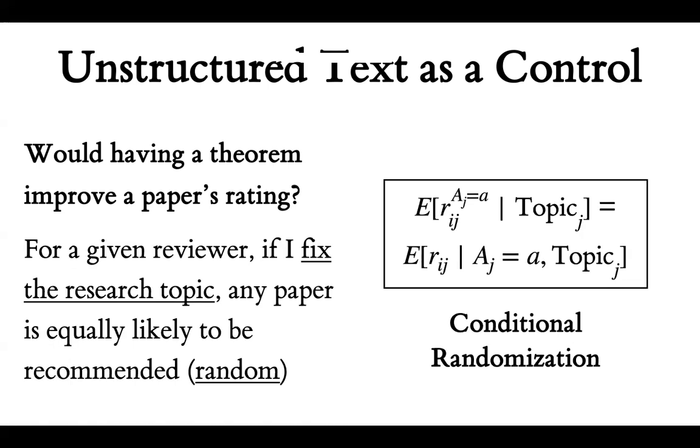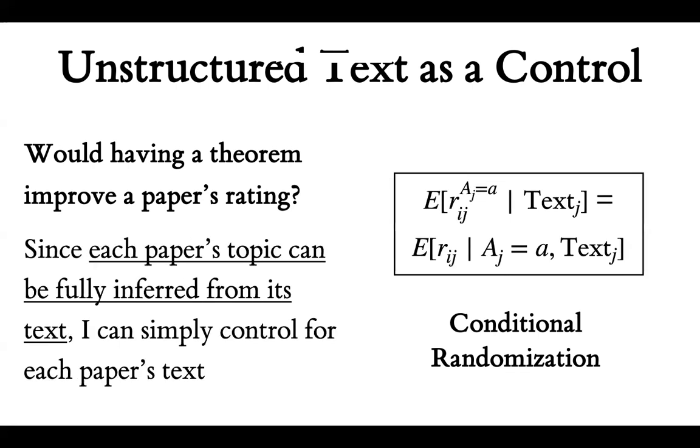So this is conditional randomization, which means that if I measure my treatment effects, I need to control for the paper topic. But because the paper topic is basically a function of the paper text, I can instead control for the paper text. And that will give me my treatment effect estimates. So this is one situation where controlling for text is required.